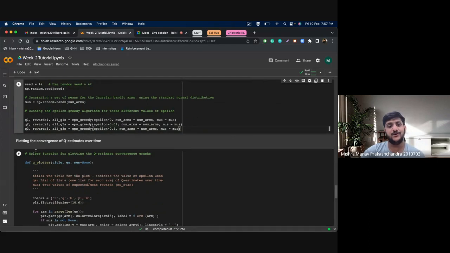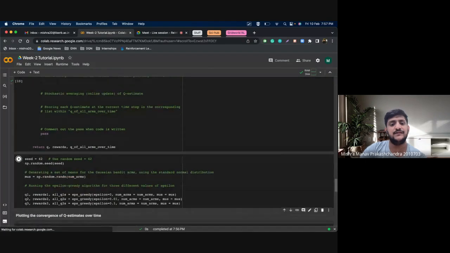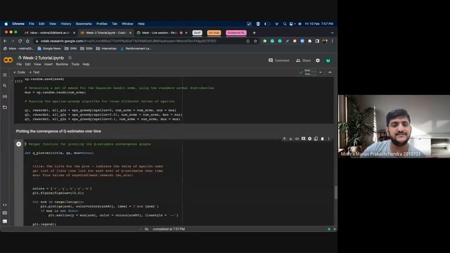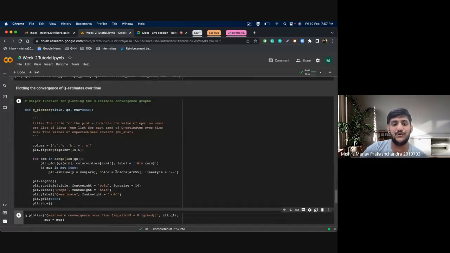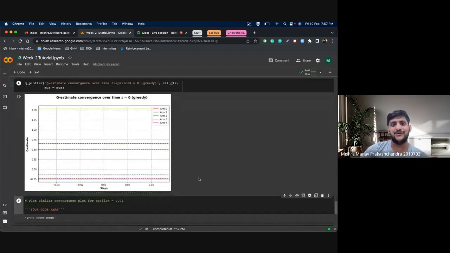And then after that, you plot the convergence of Q estimates over time. I run this first, and now this is a plotting function. If you run this, you should get a neat curve over all the arms. The dashed lines are my Q star values, the true values, or the mu values. You want to see the graph increase and saturate at this line. My yellow solid line should converge to this line, my blue solid line should converge to the blue dashed line, and so on. This is what you will see in the plot.